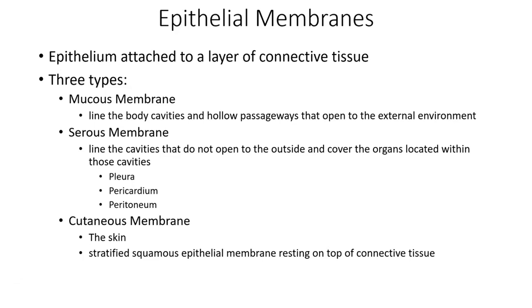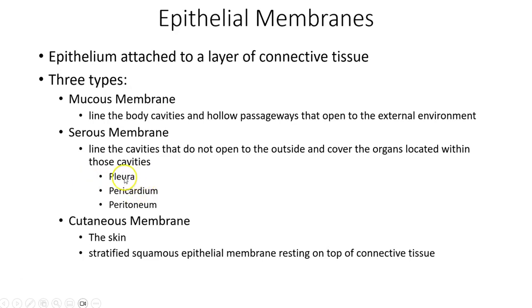Serous membranes are going to line cavities that do not open to the outside of the body, and they're also going to cover the organs located within those cavities. We talked a little bit about serous cavities during week 1: the pleural cavity, pericardial cavity, and the peritoneum. If you remember, we talked about how these are kind of like balloons where we have different layers, parietal and visceral layers, and that applies to all three of these cavities.